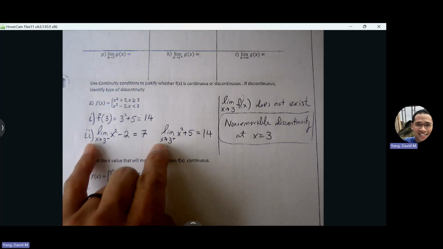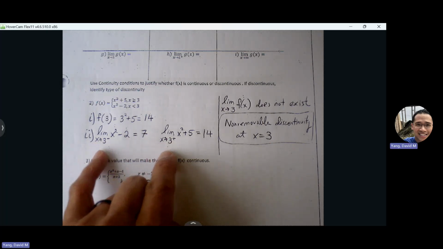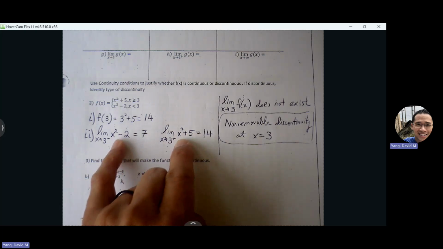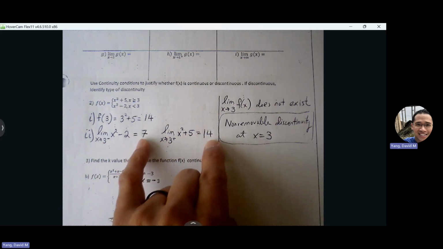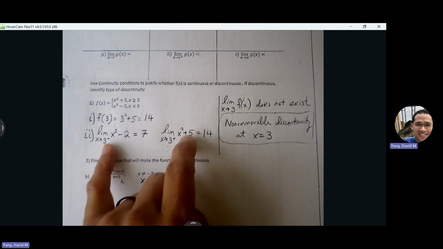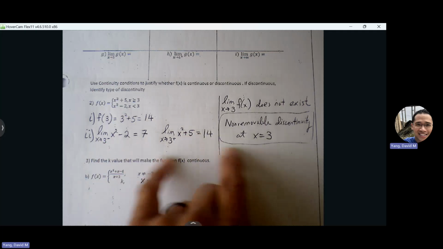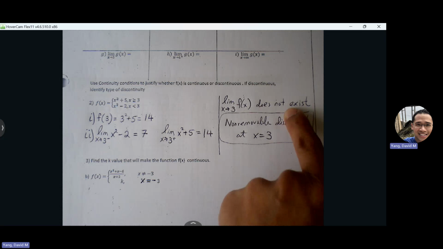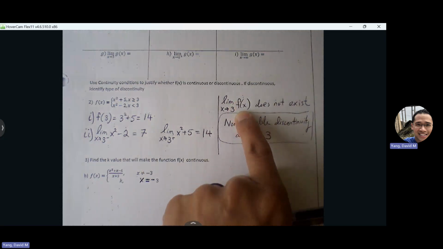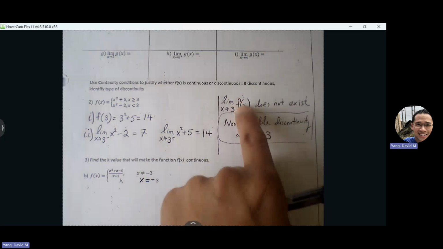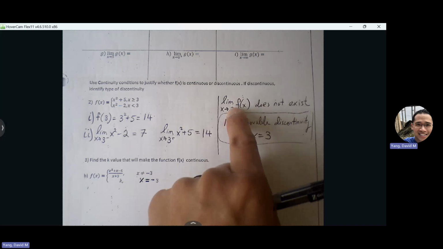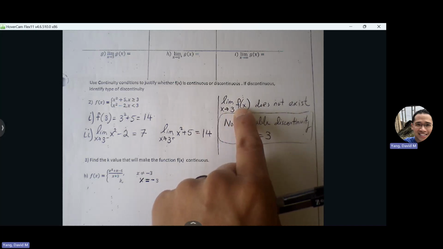Make sure you show the notation of evaluating each of the one-sided limits, that you put the expression that you want to evaluate, and that you do direct substitution. You don't have to say that these limits are not equal. From here, you can just make the conclusion that the limit doesn't exist. Make sure that you include f of x to indicate that you're talking about the limit of that function.